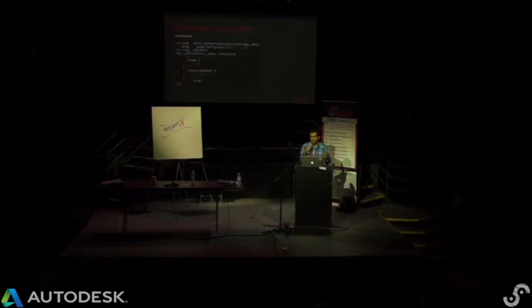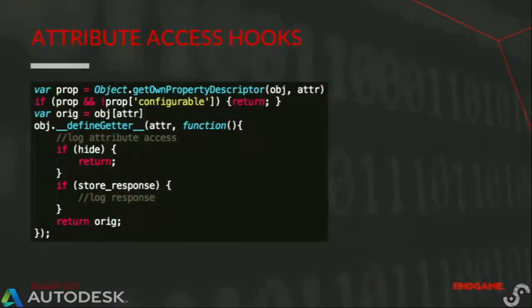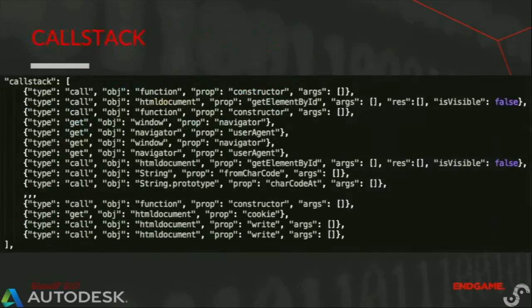Speaking of modifying an object to look like something else, this is how attribute hooking looks. So you can define a getter function on an object, on a particular attribute, and that function gets called anytime that attribute is accessed. So this gives you another hook into attribute access. You can choose to return a different value, you can choose to hide it, do whatever you want with those particular attributes. So once we have this particular code in place, the original code run through this JavaScript looks like that.